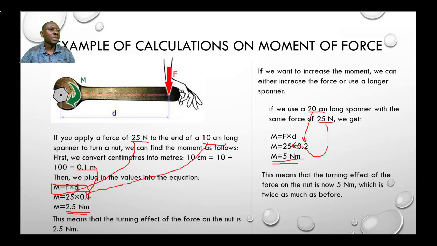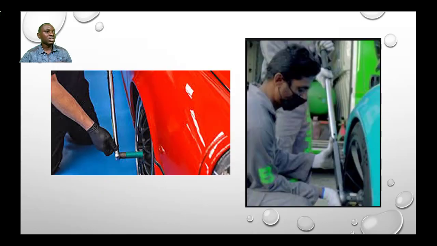So if you want to increase the moment of force around an object, maybe you want to loosen a bolt in your car, and you are applying, maybe your energy is not so much, and you are trying to loosen it and it's not being loosened. All you need to do, if you don't want to increase the force that you are applying, is just increase the length of the spanner which you are using. And once you increase the length of the spanner, you will see that you have much more force to turn the nut. So this is what the majority of our mechanics use.